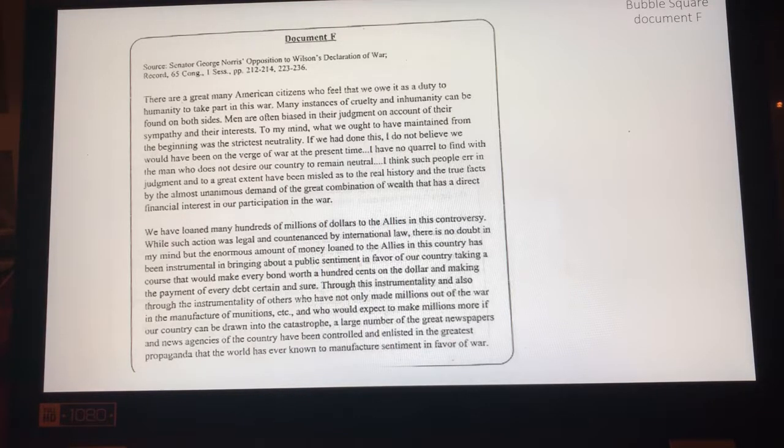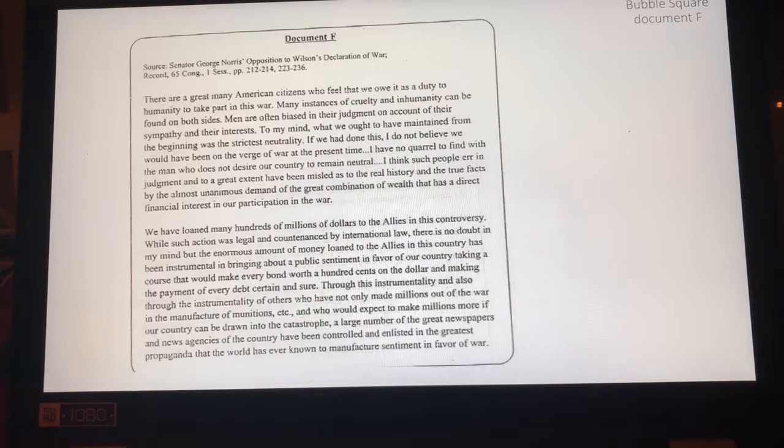To my mind, what we ought to have maintained from the beginning was the strictest neutrality. If we had done this, I do not believe we would be on the verge of war at the present time. I have no quarrel to find with a man who does not desire our country to remain neutral."